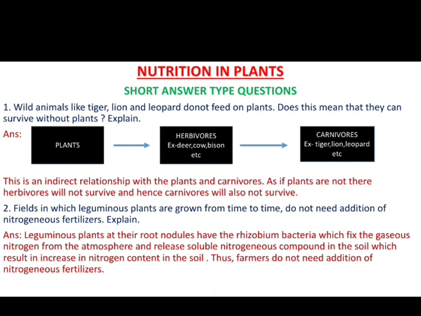So as we have discussed in the chapter, leguminous plants are those which have pods with the seeds inside. Example, pea, gram, moong dal, etc. They have in their root nodules this rhizobium bacteria, which fix the atmospheric nitrogen in the soil in the form of soluble nitrogenous compounds, which can be taken up by the plants through their roots.